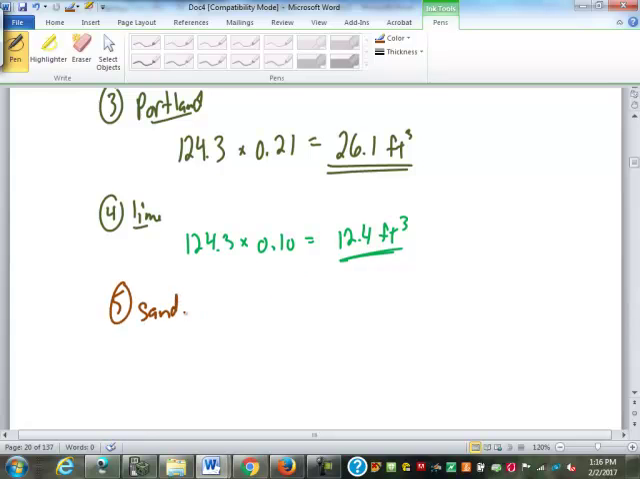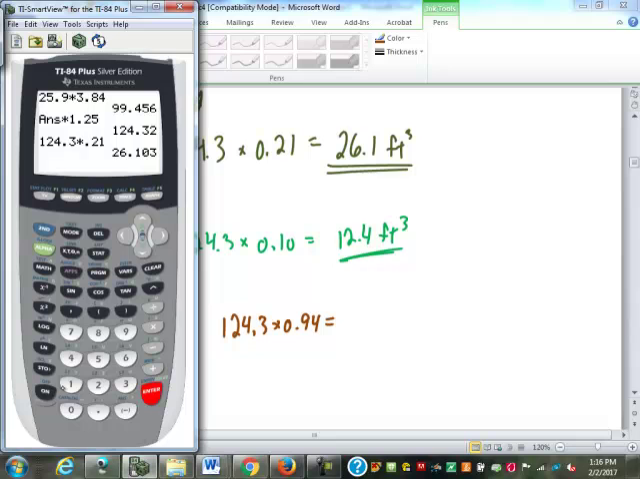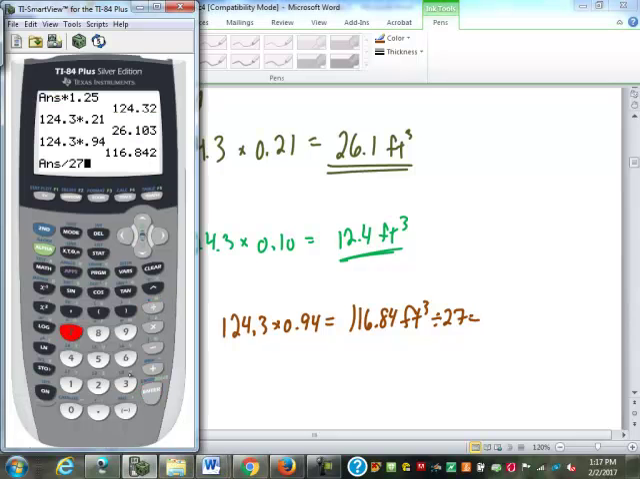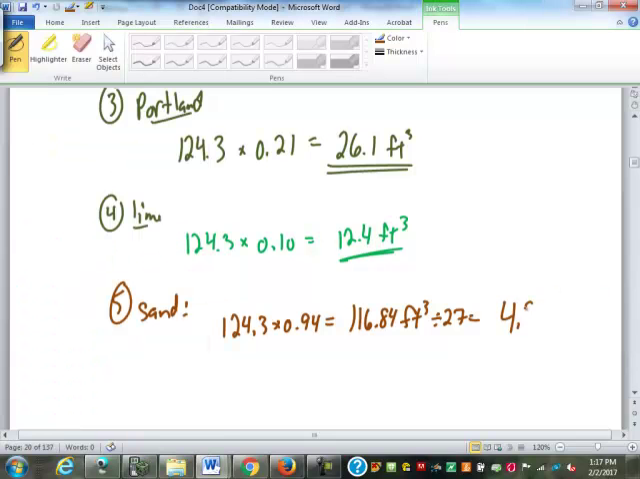And finally, sand. Cubic yards of sand. 124.3 times 0.94 is 116.84. Of course, we have to divide by 27 to make that cubic yards. 4.3 is 3, it looks like. Cubic yards of sand. What do you think?